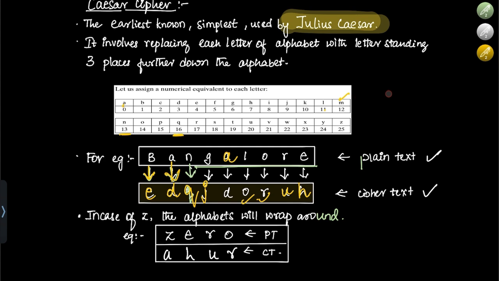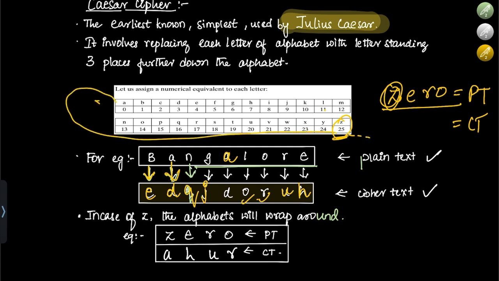Now if I have reached Z, so if Z is there in the end, let me consider a word, ZERO. If I have to write cipher text for this plain text, how will I do it using Caesar cipher? From Z, if I shift three positions, I get 25 plus 3, 26, 27, 28. Is 28 there here? No. In this case, I have to wrap around. It will again start from A. After Z, it will start from A. So 1, 2, and third one would be C. So for Z, the equivalent is C. For E, 1, 2, and third is H. For R, first position, second position, third position is U. For O, first position, second position, third position is R.